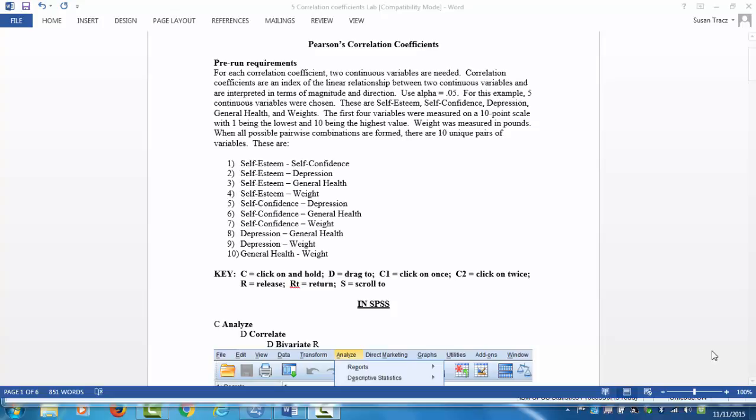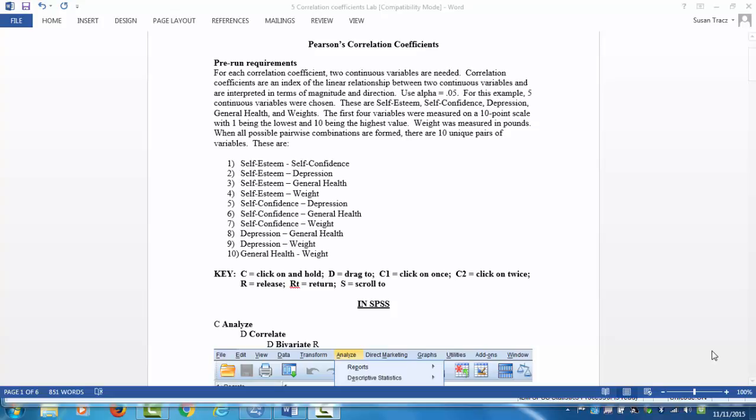I have come up with an example here, and I have chosen 5 continuous variables. These are self-esteem, self-confidence, depression, general health, and weight. The first 4 of these variables were measured on a 10-point scale, with 1 being the lowest and 10 being the highest, and weight is measured in pounds.